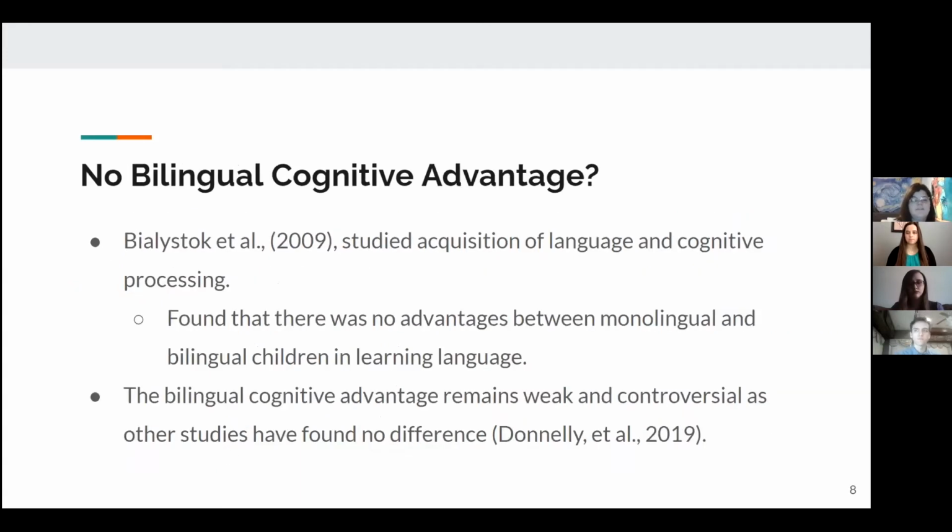We were also interested in looking at instances in which there was no advantage. In a study done by Bialystok in 2009, there was no advantage, and in a study done by Donnelly in 2019, the cognitive advantage was weak. Due to this, we believe that it is controversial because some studies find evidence promoting it and some do not.